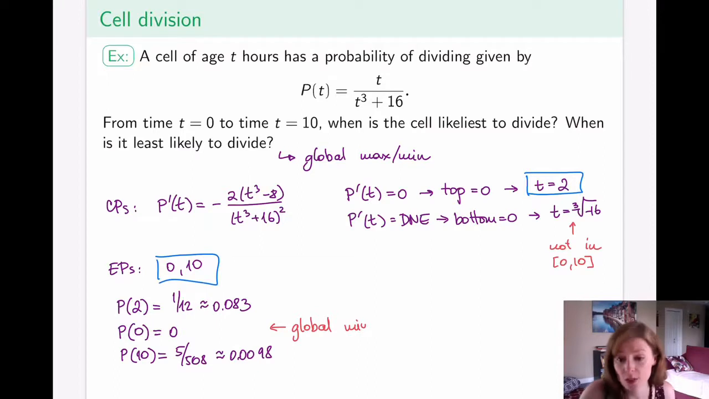Which one of these 3 numbers is the largest? 0.083 is the largest, which means that this one is the global max. Okay, so once again, for global extrema, you don't need to analyze the behavior of the function itself. All you need to do is find critical points, endpoints, and plug all of them back into the function itself.